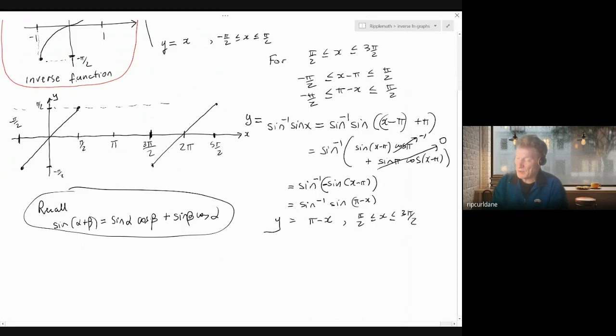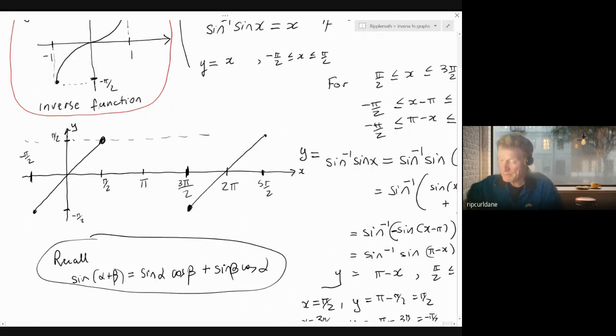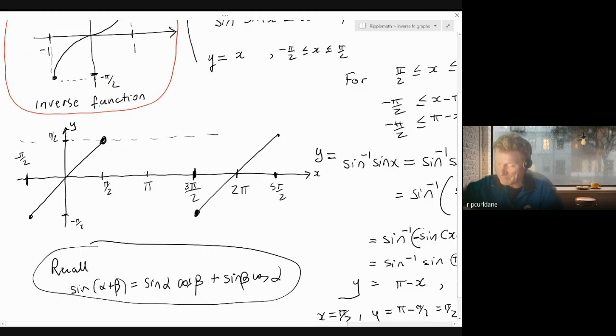And in particular, when x is equal to pi on 2, let's work out the y value. y is equal to pi minus pi on 2, which is pi on 2. So that's up here. And when x is 3 pi on 2, that's the other end of it. y is equal to pi minus 3 pi on 2, which is minus pi on 2, which is that point right there. You're going to join those two right there, and there you have it. And the rest, you just infer.